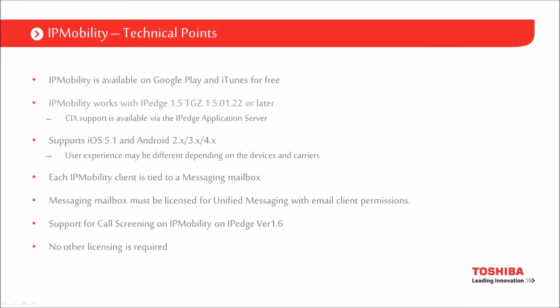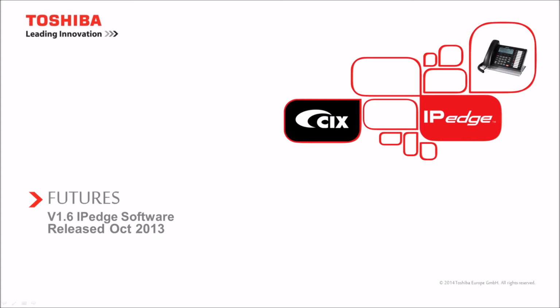So a couple of technical points on it. IPMobility is available on Google Play and iTunes for free, so it's just a case of downloading it. Providing you've got an endpoint on the system, you can use it and you can log into your mailbox from it. It works with IP Edge version 1.5 upwards. It supports iOS 5 and above, and as we've already said, Android 2 and above. And I say it's tied to the mailbox, as I've already mentioned. There's a few additional features that I'll come to in a minute, but other than that, there's no additional license required. You don't have to pay for it when you download it. It's free. It's there to be used, and it makes your mailbox extremely easy to manage.